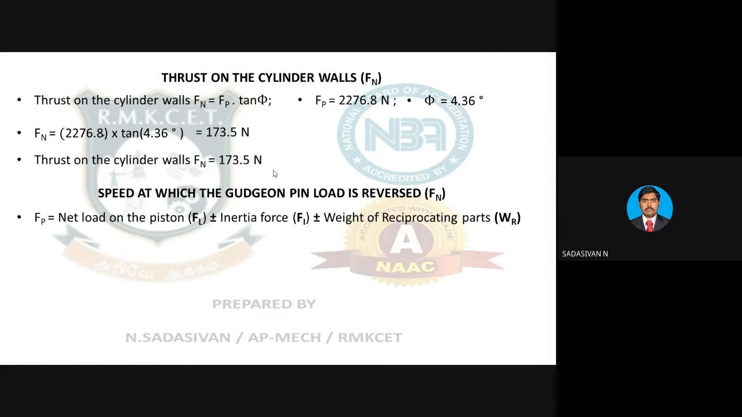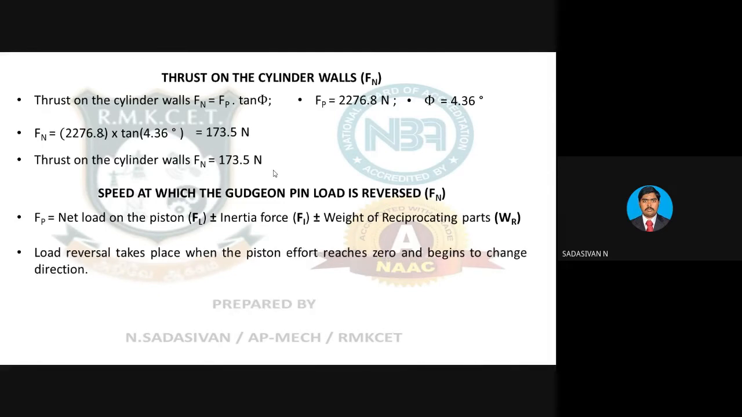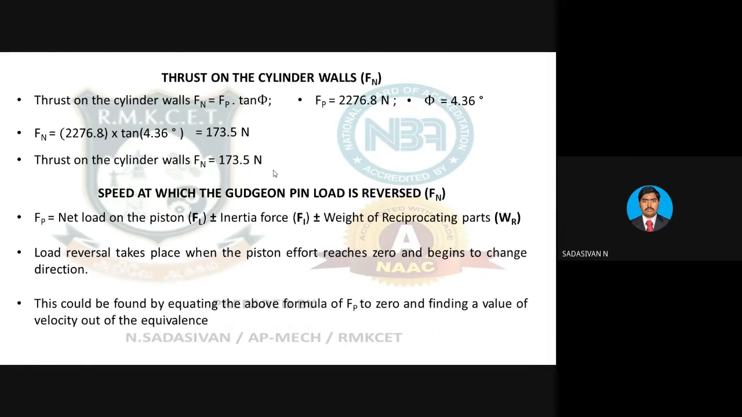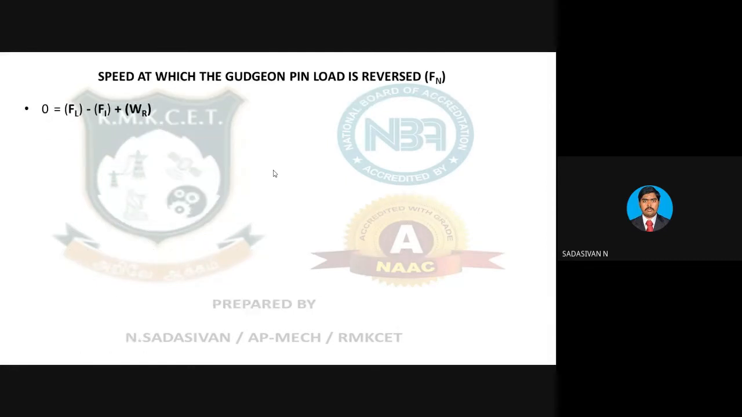Put FP equal to 0 in this formula and keep omega as omega 1. Solve for omega, as we have done in the earlier problem. Load reversal takes place when piston effort reaches 0 and begins to change direction. Then it will become negative after that speed. So that speed I am going to find out by equating the above formula of FP to 0 and finding the angular velocity. So put 0 equal to FL minus Fi plus WR.